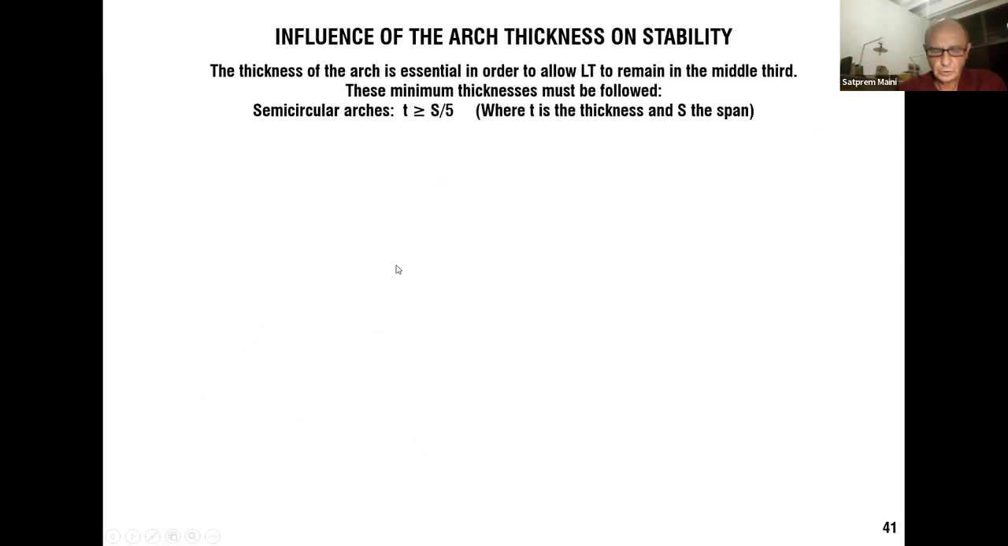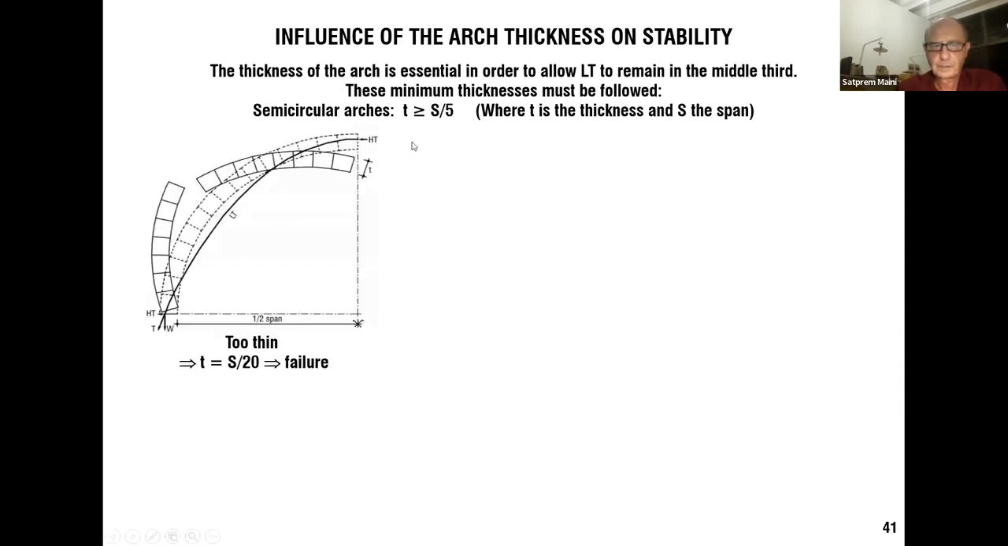So you have to follow certain rules for the thicknesses and the span according to the type of arch. So I have here a semicircular arch. The condition of stability is to have a thickness which must be superior or equal to the span divided by 5. Here we have an example of a ratio where the thickness is the span divided by 20. This will collapse because you can see the line of thrust here goes inside of the arch. This is the arch that you had initially. So the line of thrust comes inside. Of course, the arch will collapse outside.